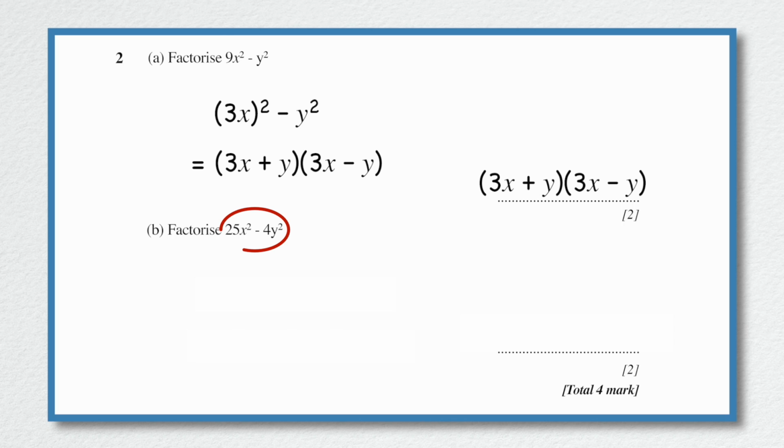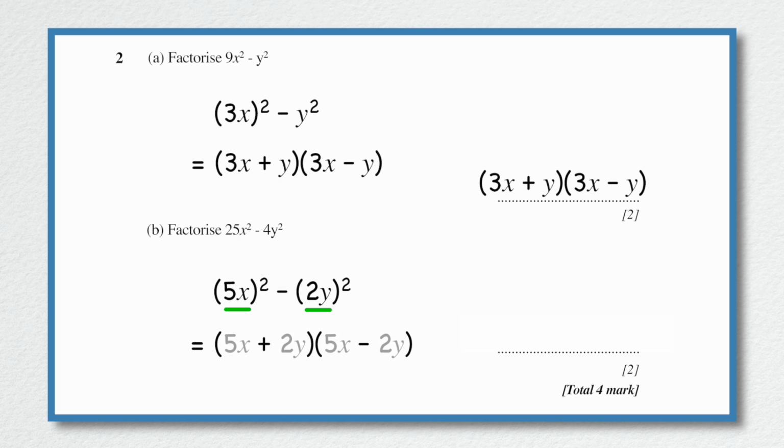For part B, notice that both coefficients are square numbers. 25 is 5 squared and 4 is 2 squared. So we can rewrite this as 5x all squared subtract 2y all squared. This is the difference of two squares. So we can write this as something add something, something subtract something. And those somethings are 5x here and 2y here. So our answer is (5x + 2y)(5x − 2y).